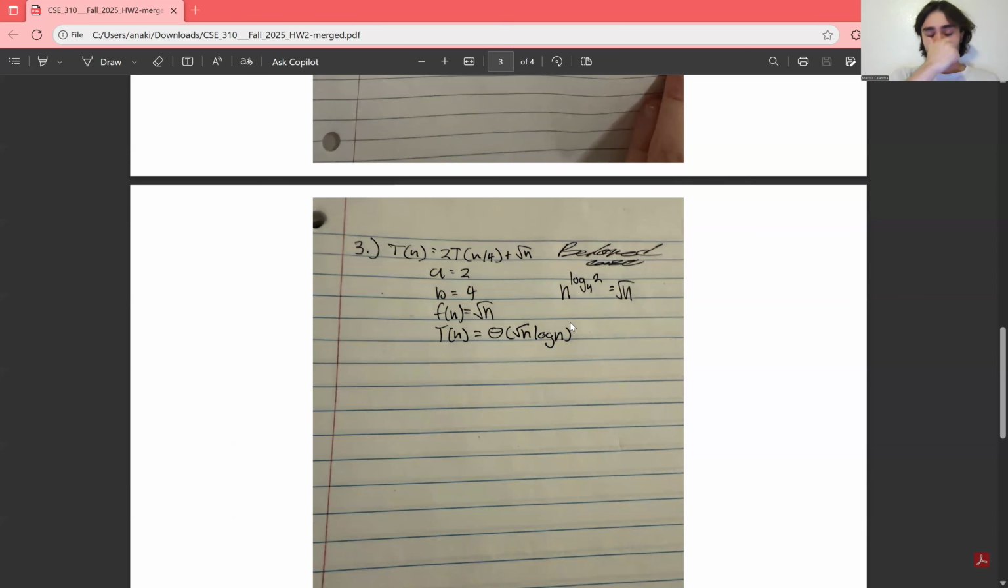And question 3 is the one where they're equal, right? So a is 2, b is 4. Log base 4 of 2 is of course just 1/2. n to the power of 1/2 is just the square root of n. And we see f of n is also the square root of n. So they are equal. So then it is the square root of n times log to the power k plus 1 of n, I believe.